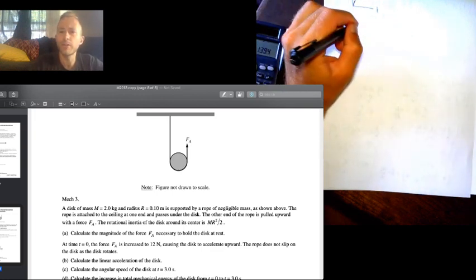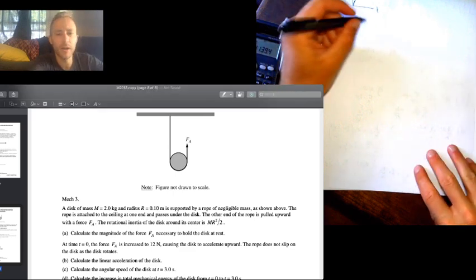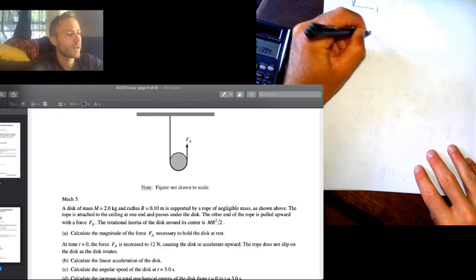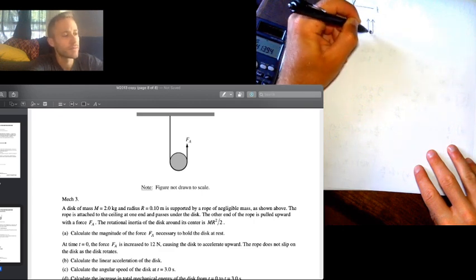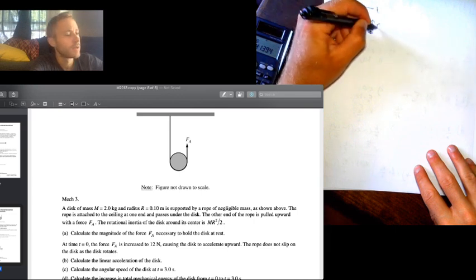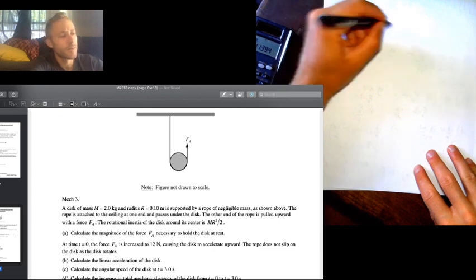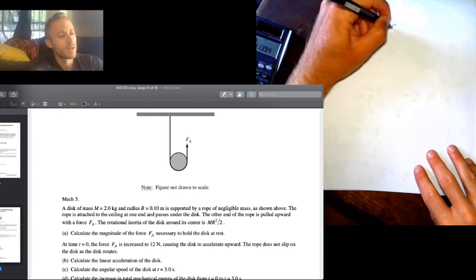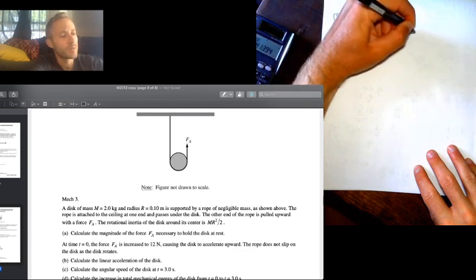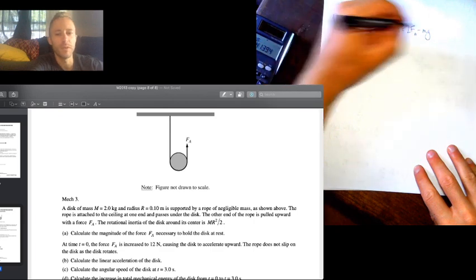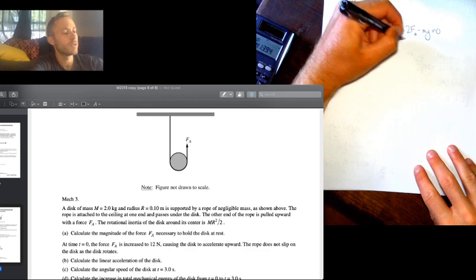So what I would want to do is notice that from a free body diagram, the disc has the tension going up and the tension going up twice. Okay? So F_A and F_A. So that means that the net force is 2F_A minus mg. And if it's being held at rest, then the net force is equal to 0. So F_A is mg over 2.